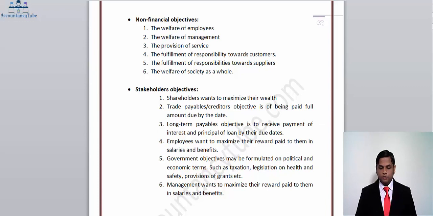After that, we've got employees. Now, employees will only be satisfied if they get good salary, good benefits, and career growth. So the company needs to provide these to their employees in order to meet their objectives.